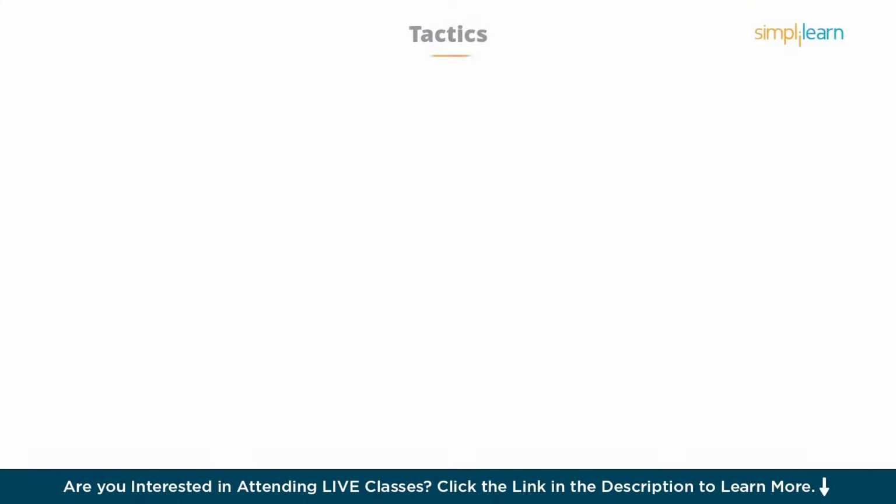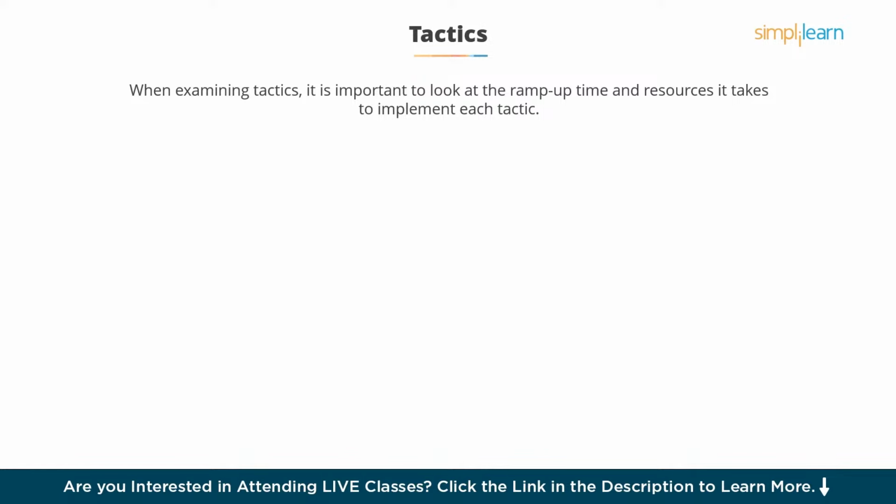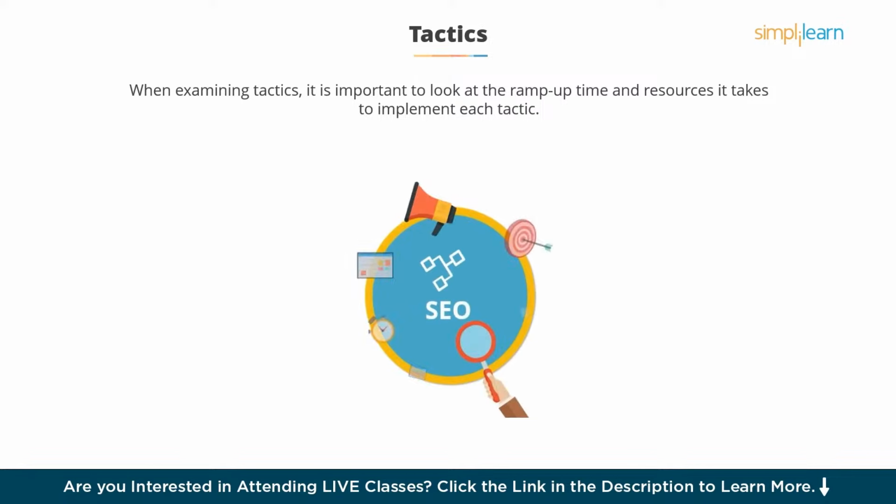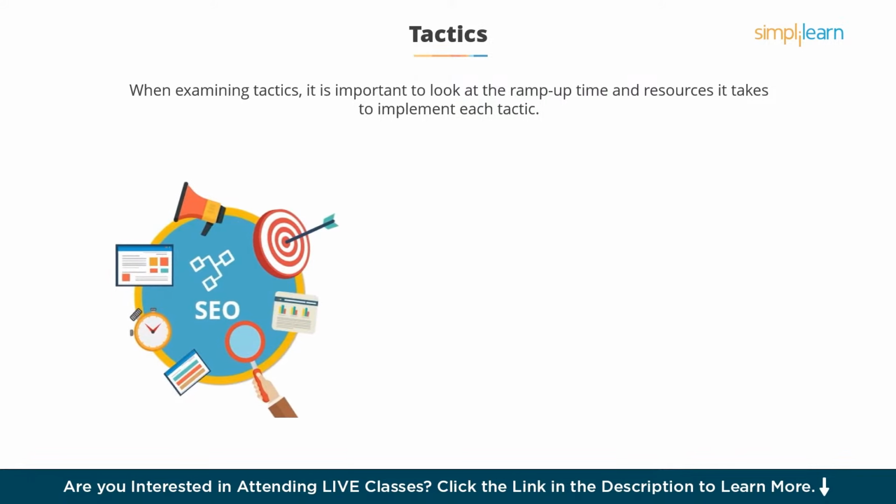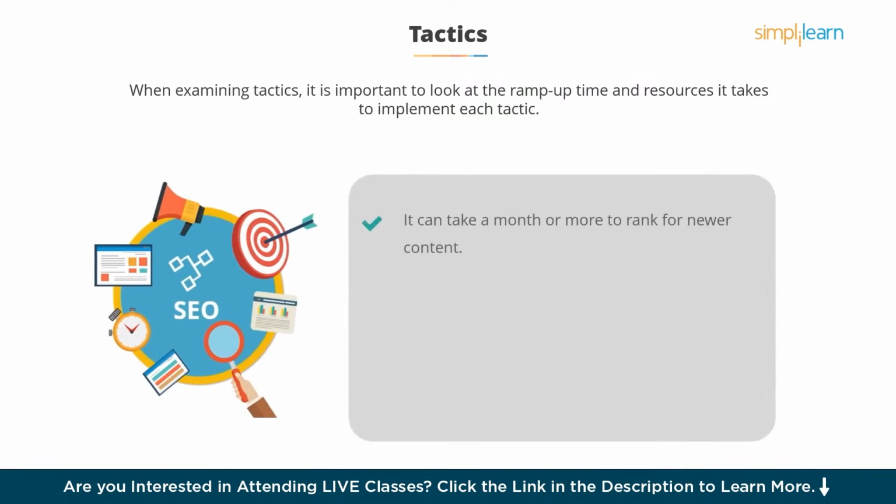Tactics. When examining tactics, it is important to look at the ramp-up time and resources it takes to implement each tactic. For search engine optimization, it can take a month or more for new content to be indexed and rank well in the search engines. So, you need to plan to add content to your site well ahead of a trend. The content should be planned, researched, written, approved, designed, and published well before the trend happens.